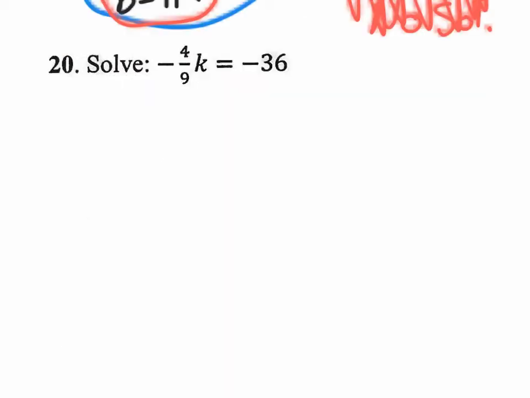Number 20, solve that equation. So you want to get k by itself.